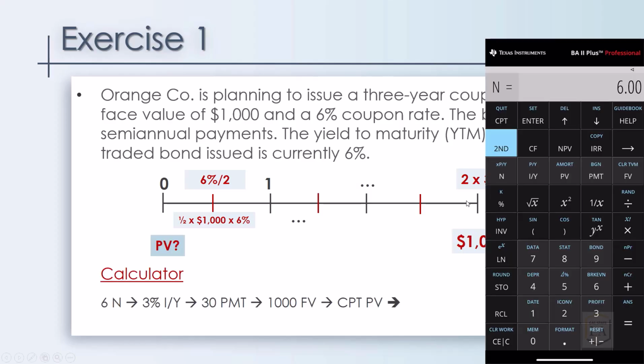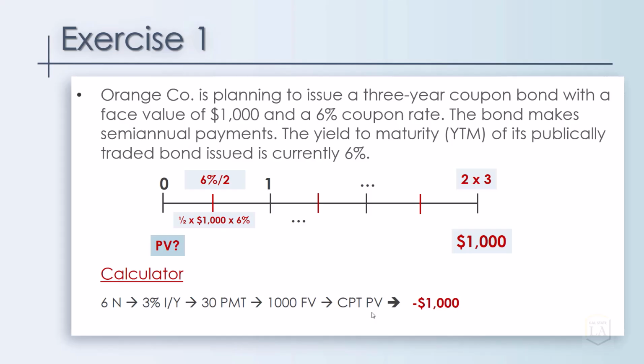So 6 for your N, 1/2 of 6%, which is 3% for your IY. 1,000 times 6% divided by 2 would be $30 as your PMT, 1,000 future value. And let's compute present value, and that would be $1,000 as your output. So what that means is the current price of the bond is $1,000.